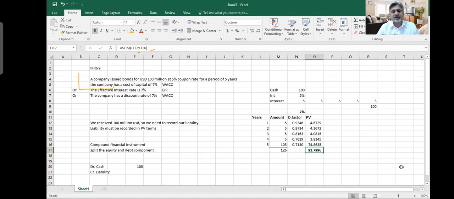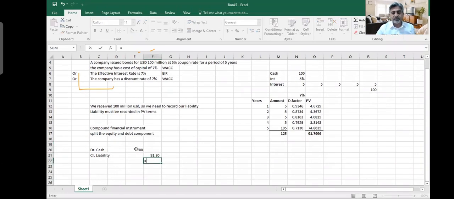91.79, whatever. Let's call it 92. Let me be very specific: 91.796, and I'll make it 2 decimal places. So it means that I have to pay out only 91.8 million. So where is the remaining part? The difference between this and this, 8.2, that is equity. That is called equity. This is the gain which you make.